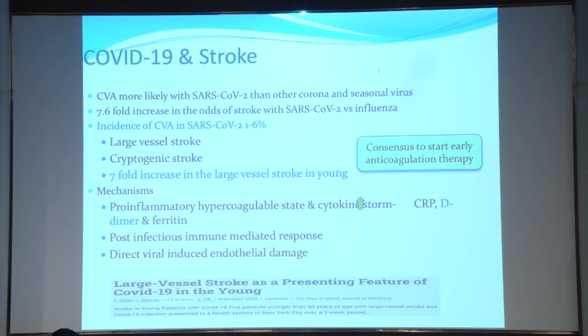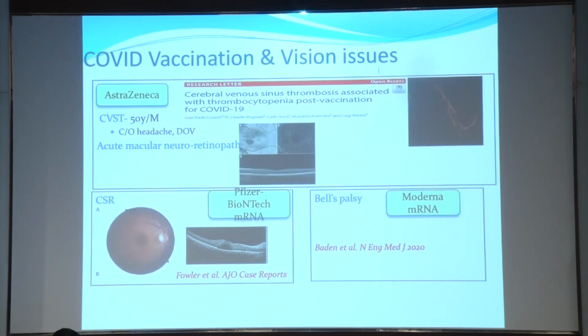especially in young. So we have now multiple cases of such kind of patients. The most common mechanism seems to be an increased level of the inflammatory markers in these patients, and it could be post-immune mediated response as well. The COVID vaccinations are not without their complications, and multiple complications even with vaccines have been reported, like acute macular neuroretinopathies. There have been reports of Bell's palsy, reports of CSR, reports of various vascular occlusion, CRVO, CRAS, all have been reported with the vaccines.